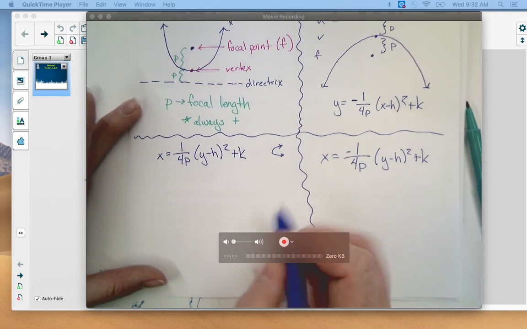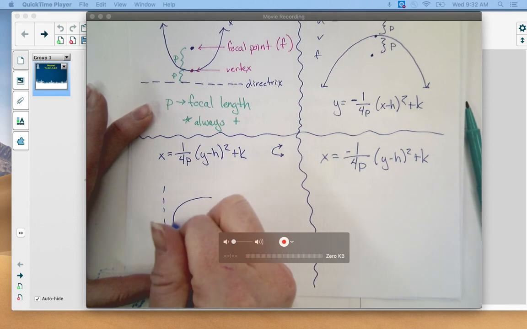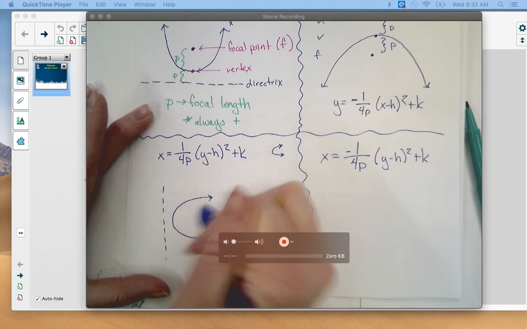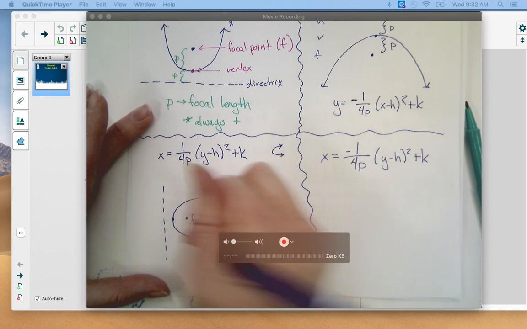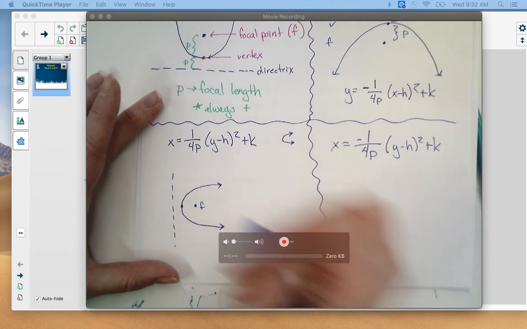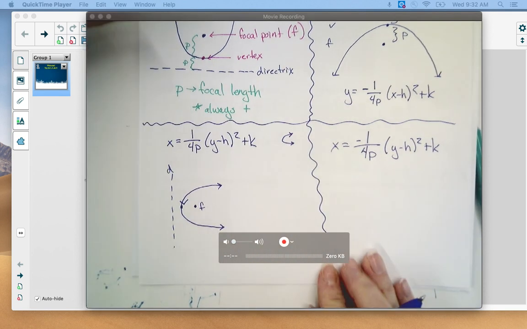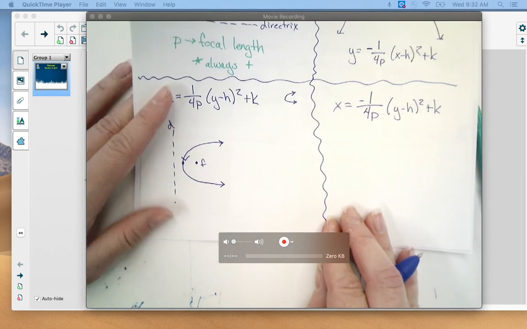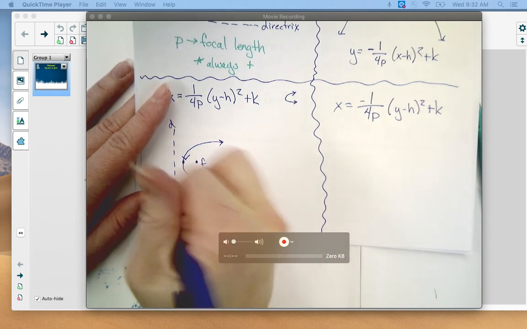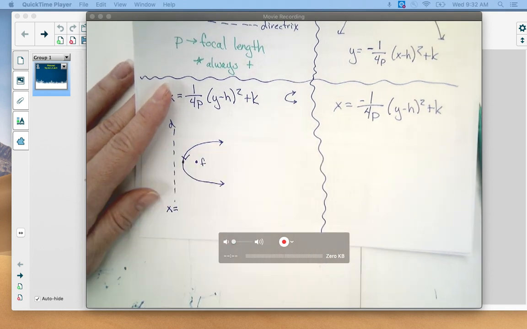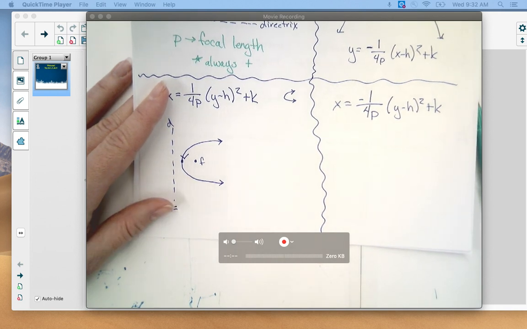Now if I was to draw the sketch: directrix, sideways parabola, focal point. So I still have a focal point, I still have my vertex, and I still have my directrix. But what would be different now? Well, something about the directrix. Ruth, what would be different? Yeah, it's now a vertical line, so it's always going to be x equals for your directrix. So vertical lines are always x equals, not y equals.